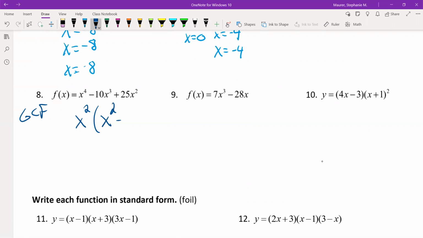If I pull an x squared out of the second one, that leaves me with 10x. And if I pull an x squared out of the last one, that leaves me with 25. Okay, now the next part focuses in on this piece and asking ourselves, well, ultimately we need to factor it. So we know a lot of different strategies for factoring.